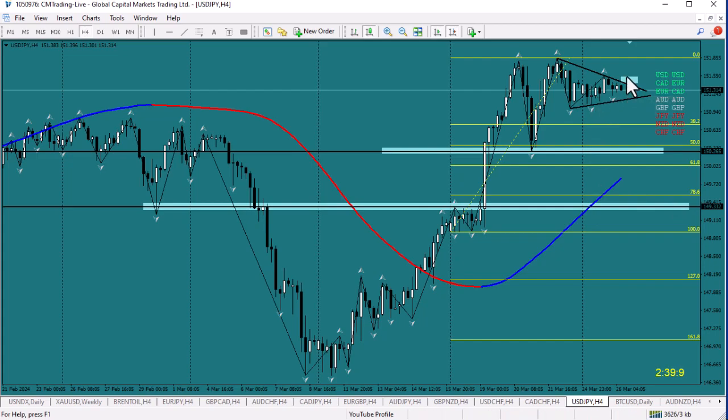I got a breakout option and I got the retracement options, and for that reason it is my favorite trade idea for today.